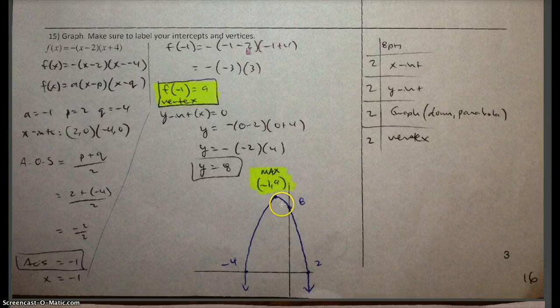I already showed you the scoring rubric in class. You get 8 points for this problem: 2 points for the x-intercepts labeled correctly, 2 points for the y-intercept, 2 points for your graph, meaning you knew it opened down and it was a parabola, and also 2 points for your vertex. That page was 16 points.